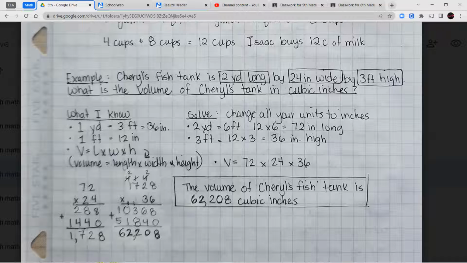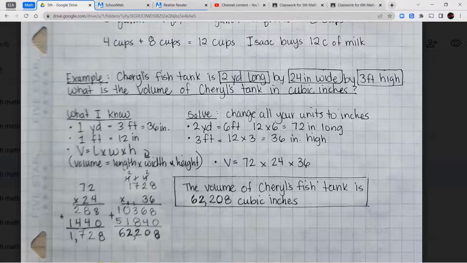I also know that the formula to measure volume is going to be the length times the width times the height. Now remember, volume is like capacity. It's how much can you fit inside. So I'm going to multiply the 72 times the 24 times the 36. Now, how did I get those numbers? So first, I'm going to convert all my units into inches because that's easier for me.